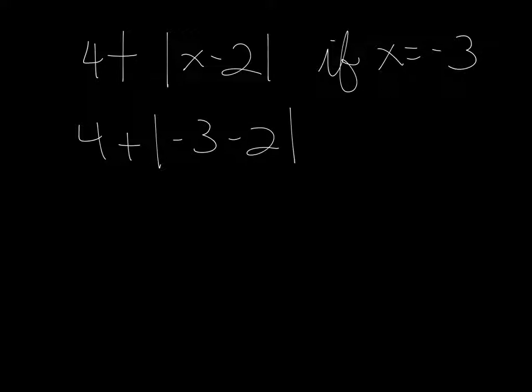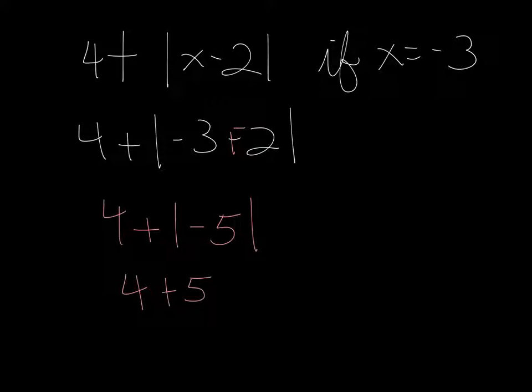And if we recall, I've told you in the past that you should change these subtraction signs to adding the negative. So we have 4 plus the absolute value of -5. And the absolute value of -5 is 5. So the final answer is 9. So once again, put in the number, evaluate it, and then use the absolute value symbols to change the sign.